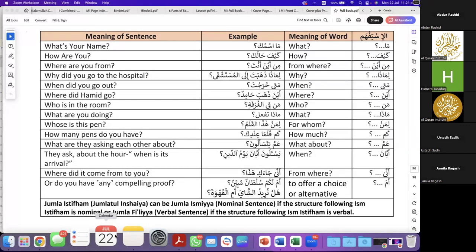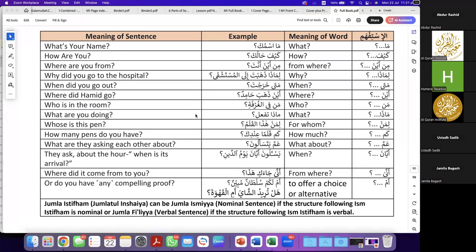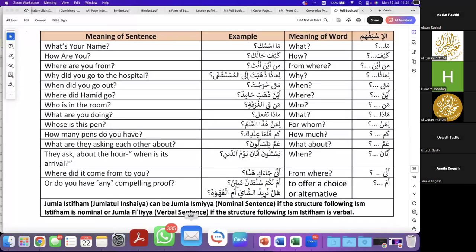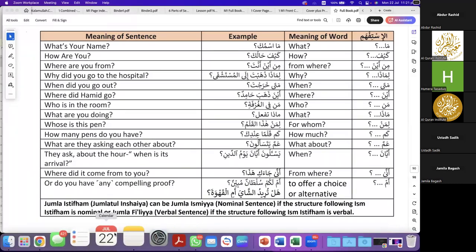Next, kam, which means how much or how many. How much or how many, kam. Next one is amma, what about, or about what. And as you know, Surah Naba begins with that word, amma. Next one is ayana, which means when. And this only applies to Yawm al-Qiyamah. Ayana, yas'aluna ayana yawmuddin.